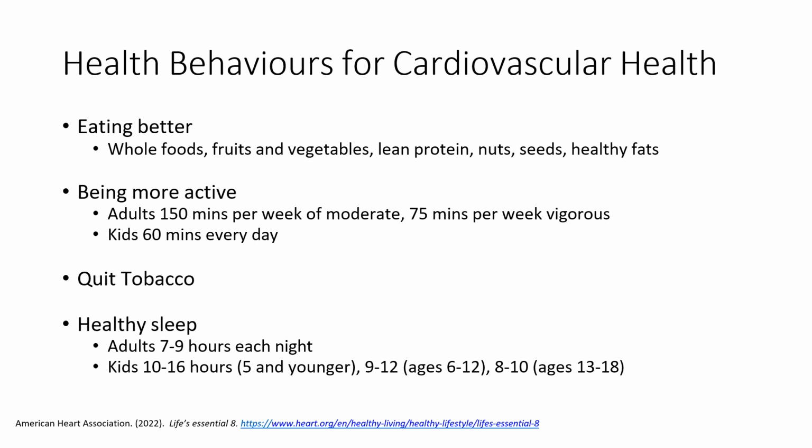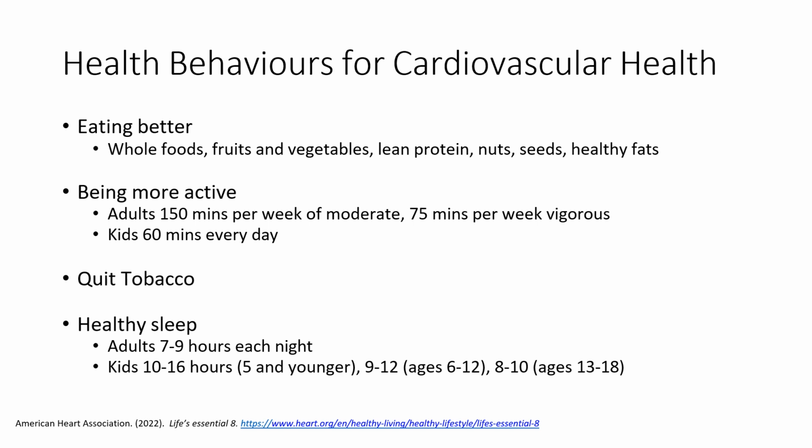The next few slides just provide some tips and tricks when we're thinking about health behaviors or positive health behaviors for cardiovascular health. So the first one is eating better. So just thinking about integrating whole foods, fruits and vegetables, lean proteins, nuts, seeds, and healthy fats into one's diet. Being more active. So the recommendation is that adults get 150 minutes per week of moderate physical activity and 75 minutes per week of vigorous physical activity. And for kids, this is 60 minutes of activity every day.